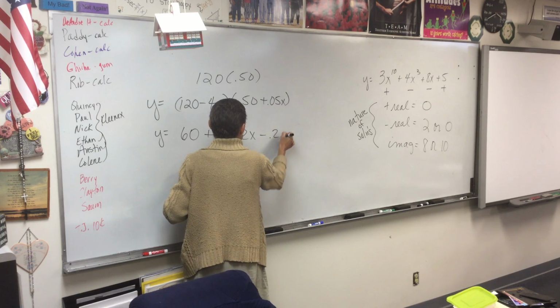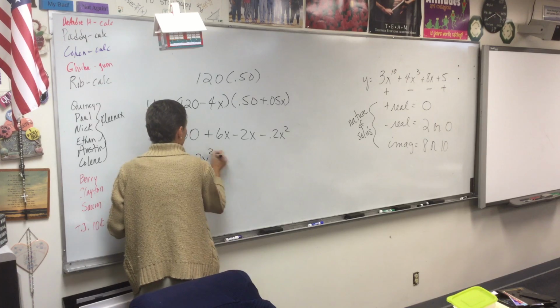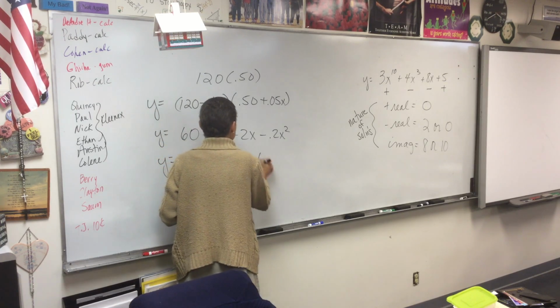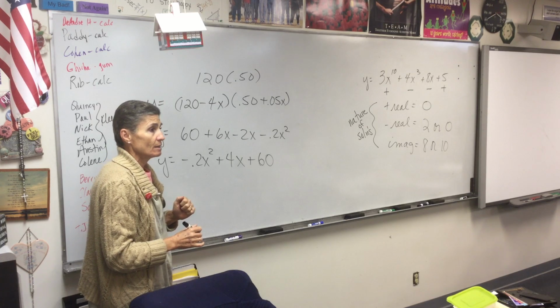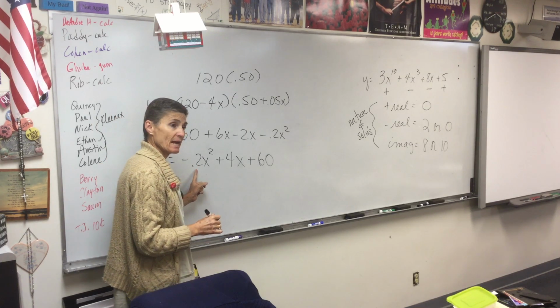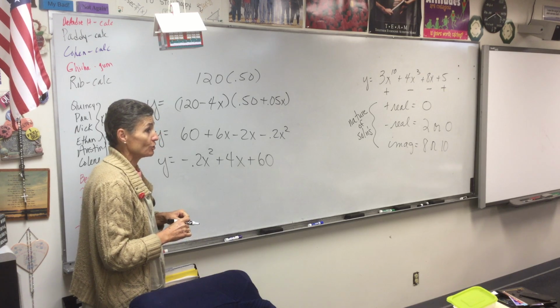Yeah, that's why you got it. And I hope I foiled that right. And since we want to maximize, we got a parabola opening down. We can find the vertex, negative b over 2a.